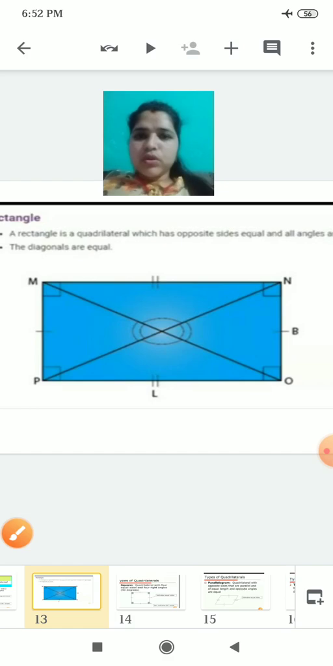Simply you should know that in a rectangle opposite sides are equal and parallel and each angle is 90 degrees. This is the major important property of a rectangle.